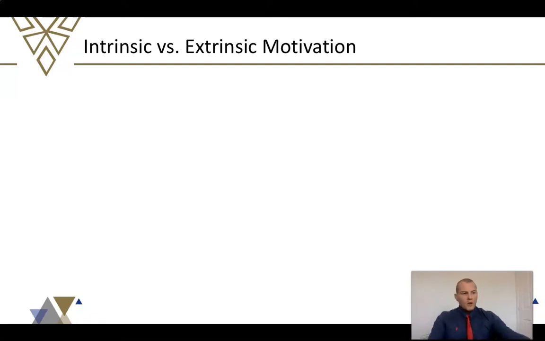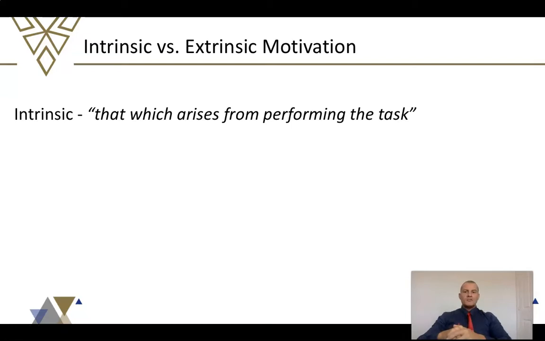So let's talk about another side of motivation. Now, what there often is in the world is intrinsic and extrinsic motivation factors. So Maslow talks about things in terms of a hierarchy. Now, other scholars in motivation will talk about things in terms of intrinsic versus extrinsic motivation. And what they're describing here is that intrinsic motivation is that which arises from performing the task. So that is that sense of well-being, that sense of achievement, that sense of satisfaction at doing something.